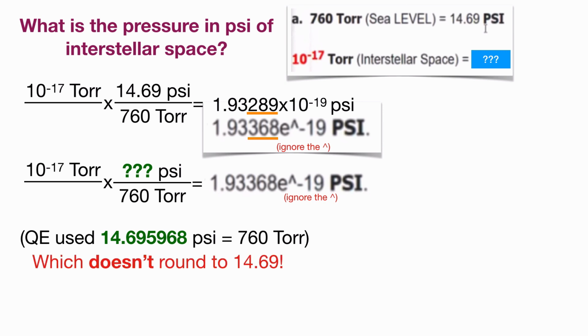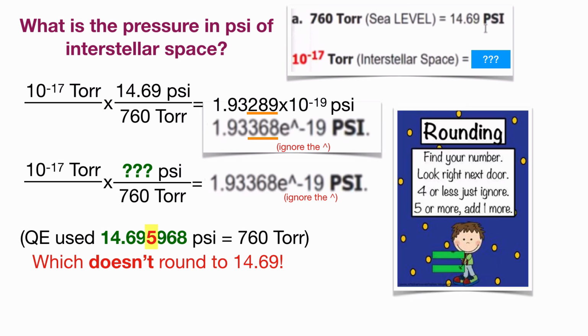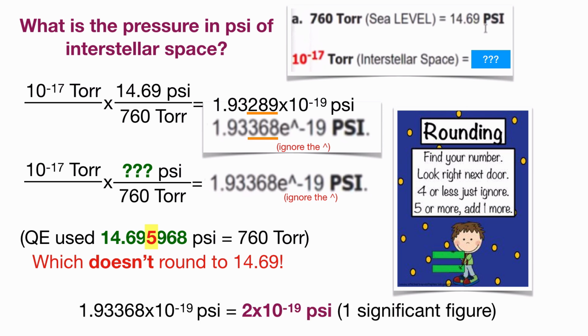That is a perfectly acceptable conversion factor. What I am faulting him for is that it does not round to 14.69, which is what he presented in his original slide. Okay, so remember, Quantum Eraser, to round, if you see 5 or up, you have to round up. So your conversion factor, if you were rounding, you should have given as 14.70. All right, but all that's irrelevant because the overall conversion to PSI should only have one significant figure, one significant digit. So it's 2 times 10 to the negative 19 PSI.